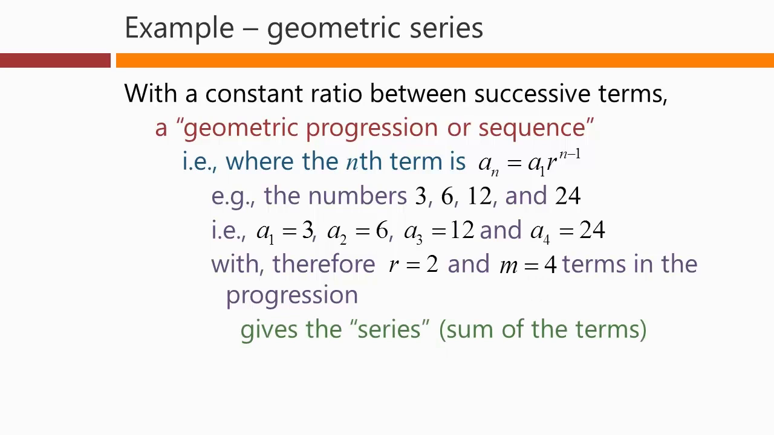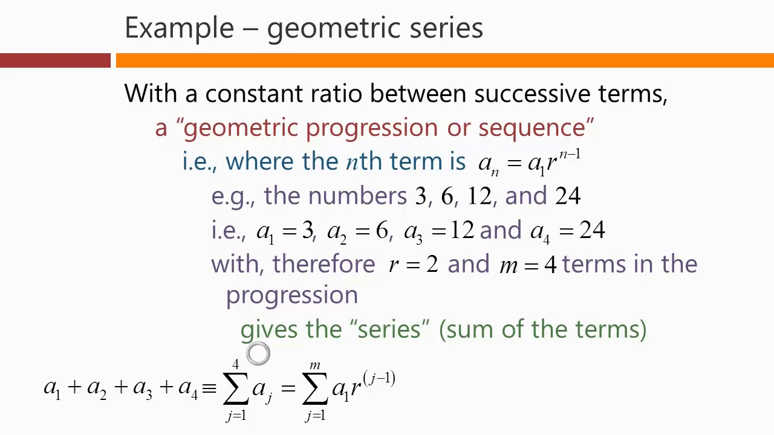And adding these all together gives the series, or the sum of the terms. So explicitly adding them up conventionally gives us 3 plus 6 plus 12 plus 24, which is 45. We can write that using summation notation from j equals 1 to 4 of aj. Note again, we're using a dummy index here.